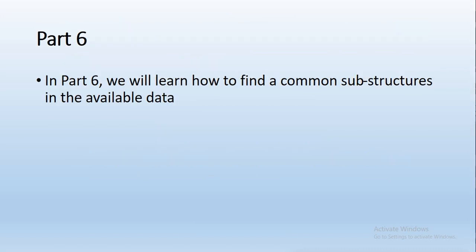In today's video, we will learn how to find the common substructure in the available data. In the field of chemoinformatics, it is also called MCS, maximum common substructure. This is almost the last lecture of this series. Next we will move to some machine learning and other stuff, and hopefully we will cover this course effectively and we will learn many things.